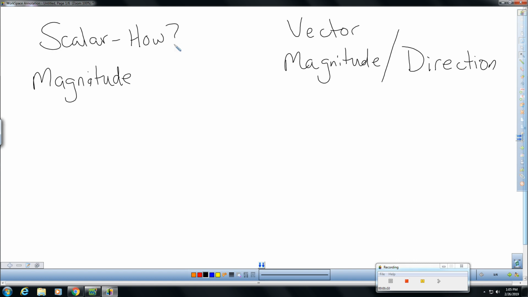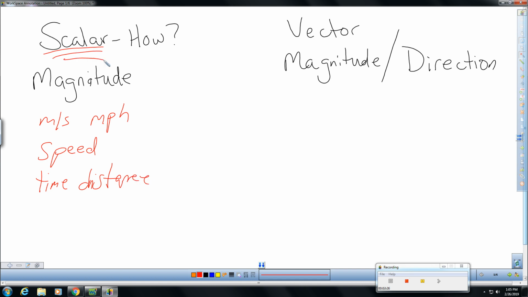So what are some examples of scalar quantities? Miles per hour, centimeters per hour. If we're talking about meters per second or miles per hour, those are all talking about speed. So speed is an example of a scalar quantity. Time, distance, all of those are examples of scalar quantities because they just tell us the how. They don't tell us the direction.